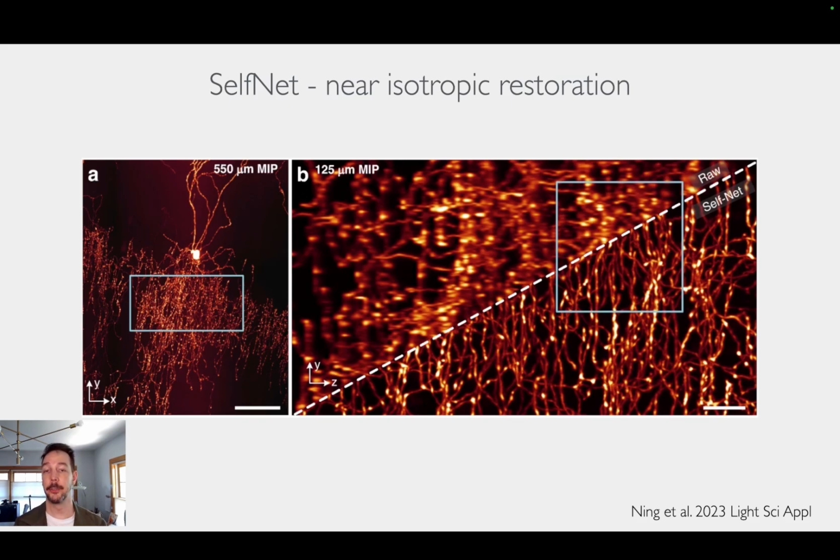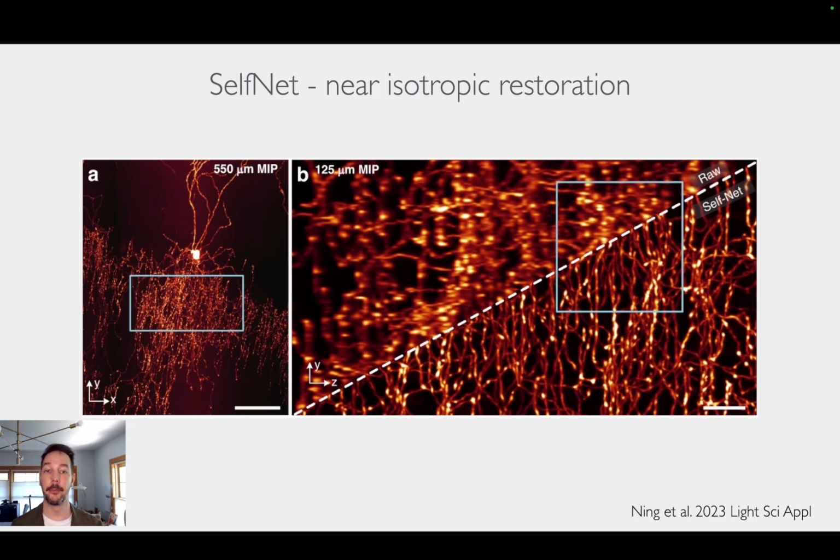And similarly, SelfNet is an approach to help deal with the same issues with anisotropy in images. So we often use wide field or confocal techniques where the axial resolution is poorer than the lateral resolution. And these techniques can use the images that you acquire to infer what the axial resolution or axial image should really look like. So by learning features laterally, blurring them the same way as they would appear if they were present axially, you can start to restore axial images to be closer to lateral images.